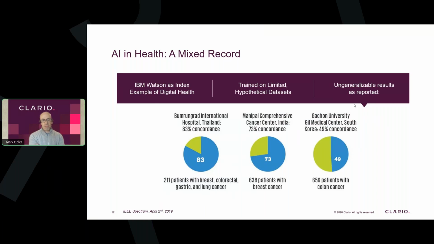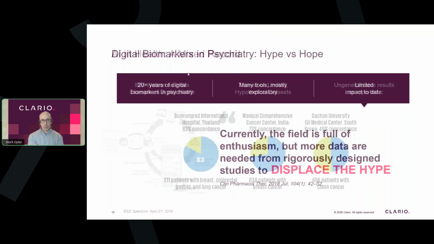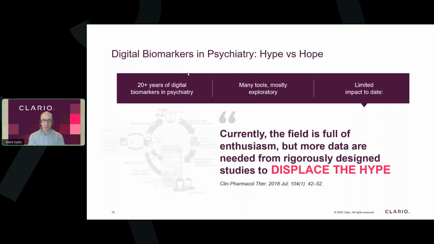Sometimes this is due to the fact that when we use AI to try to improve processes, outcomes, or procedures in healthcare or in research, we're often training our models on very limited and sometimes hypothetical data sets. The result is an ungeneralizable outcome. And I think this problem writ large also illustrates one of the issues that we have in the development of digital endpoints, like, for example, digital biomarkers. On the next slide, there's, I think, a nice quote that I like to reference periodically.